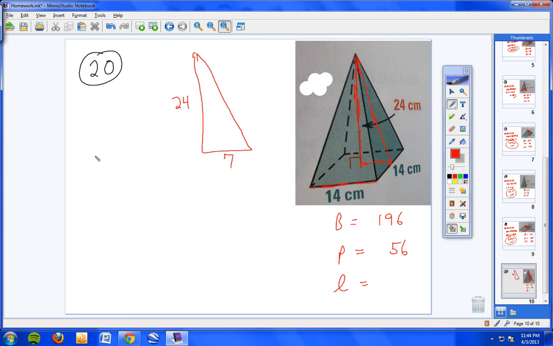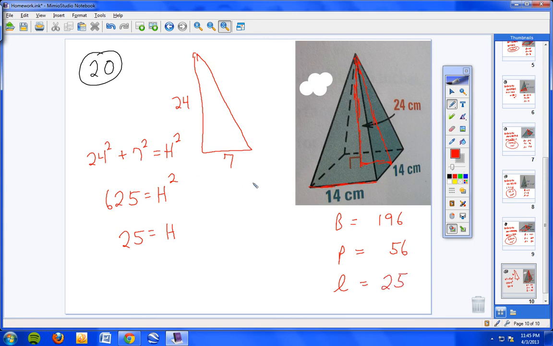And now let's see if we can find the hypotenuse. So leg squared plus leg squared equals c squared. If you square the 24 and square the 7 and add them together, you'll get 625 equals c squared. And then we're going to take the square root of that, and we will get 25. So 625 is a perfect square. 25 times 25 is 625. So now you know your slant height is 25.